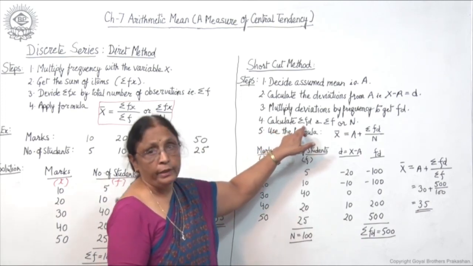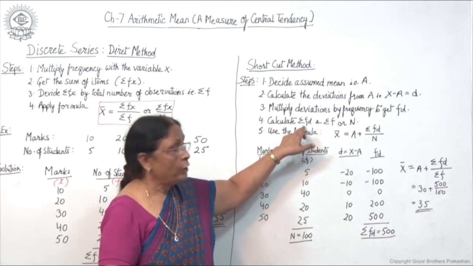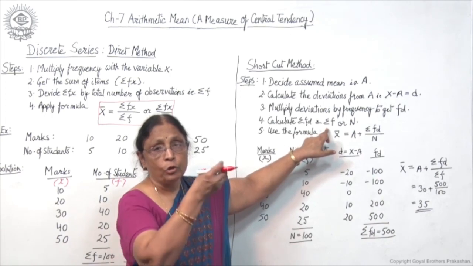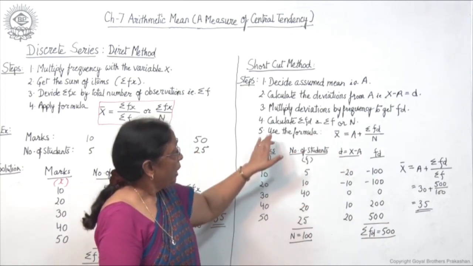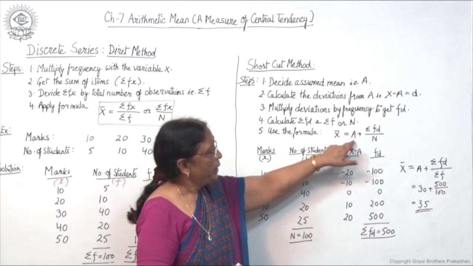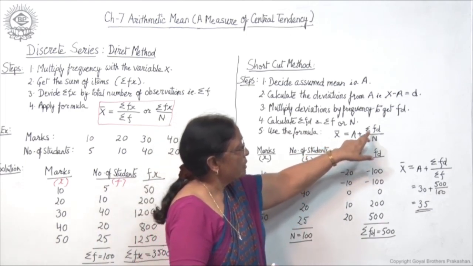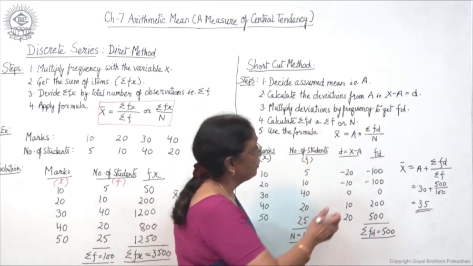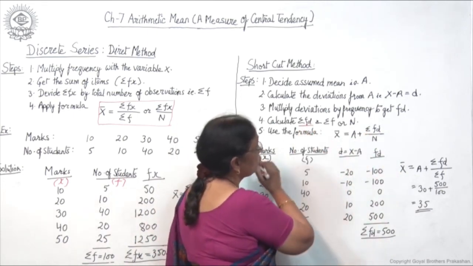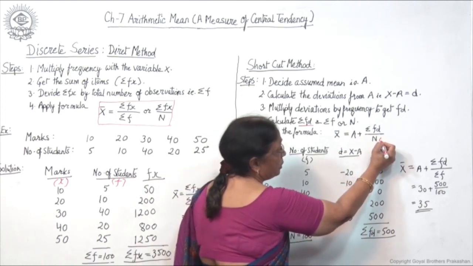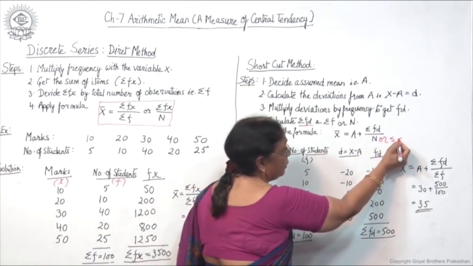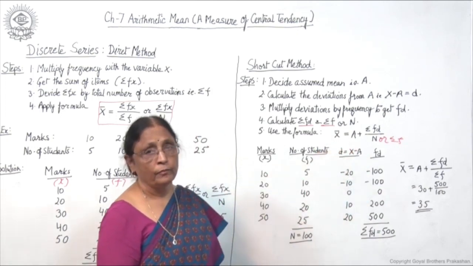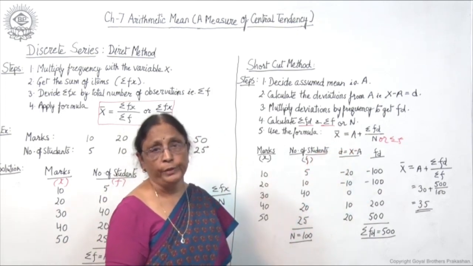Calculate sigma fd. The next step is to total the fd column and calculate sigma f, that is the total of the frequency column, and then use the formula: x bar is equal to A plus sigma fd upon n, right. As you need sigma fd, that is why you are totaling this column, and n is the same as sigma f, so you are totaling this column to get the values, and A is obviously the assumed mean.